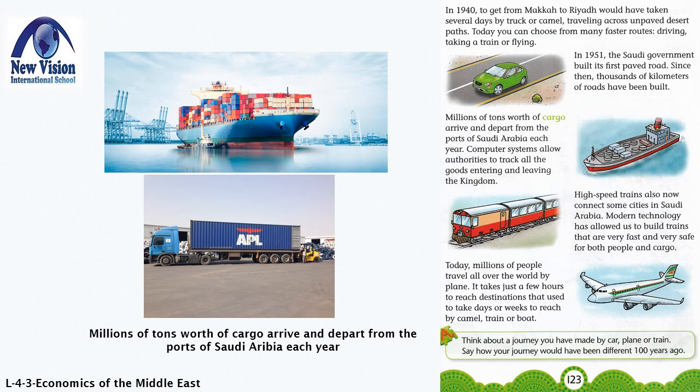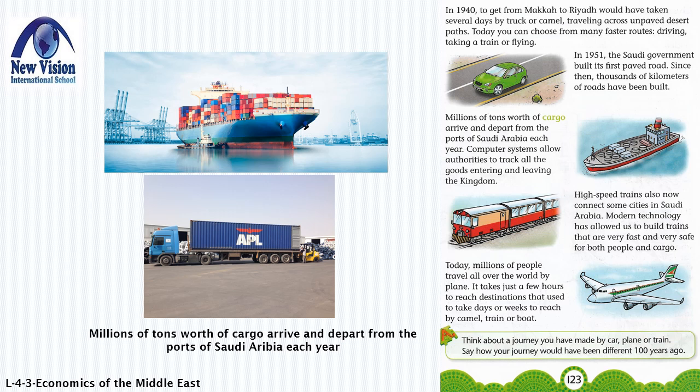In 1951, the Saudi government built its first paved road. Since then thousands of kilometers of roads have been built. Millions of tons worth of cargo arrive and depart from the ports of Saudi Arabia each year. Computer systems allow authorities to track all the goods entering and leaving the kingdom.